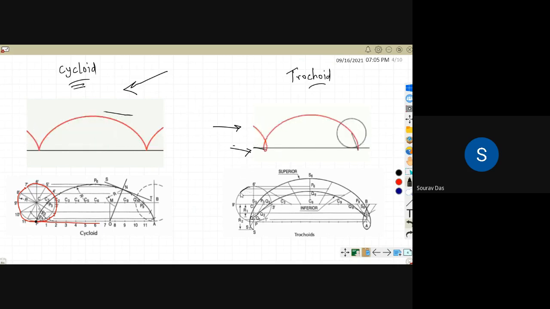So if the generating point is inside the circle, then it will be known as inferior trochoid, and superior trochoid is when the generating point is outside the circle. So this animation is showing a superior trochoid because the generating point is outside the circle. And inferior trochoid will be when the generating point is inside the circle.